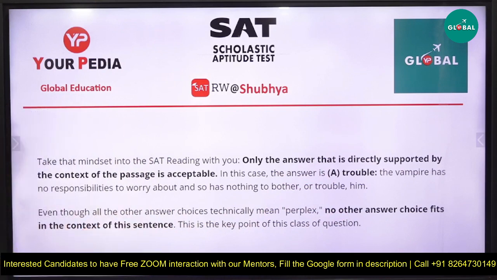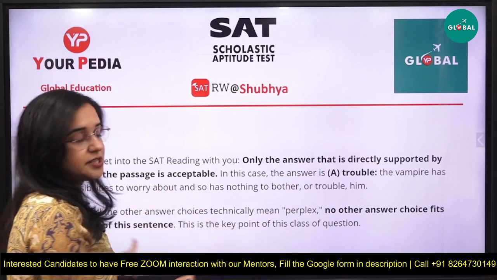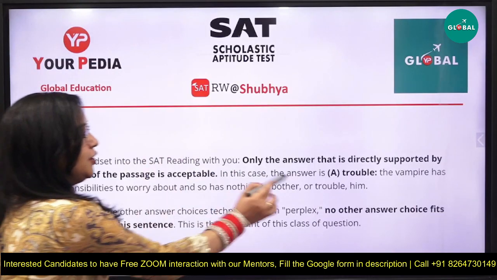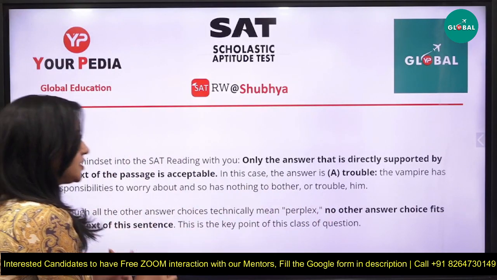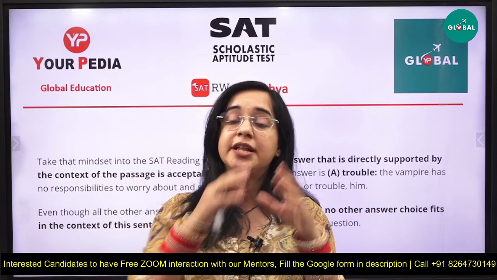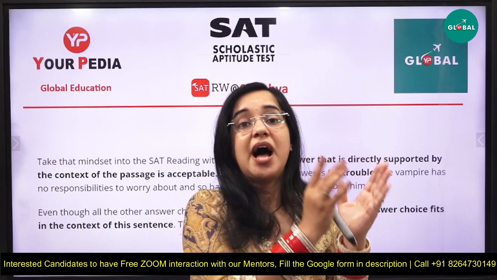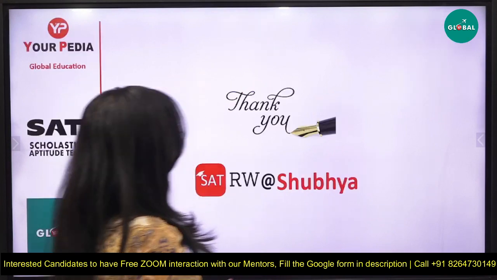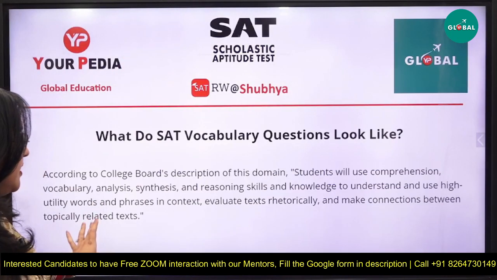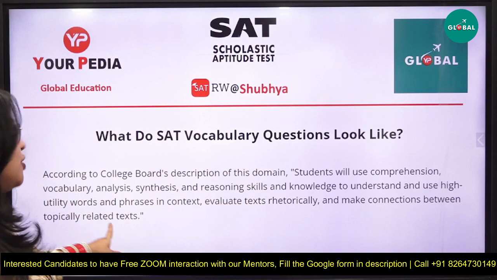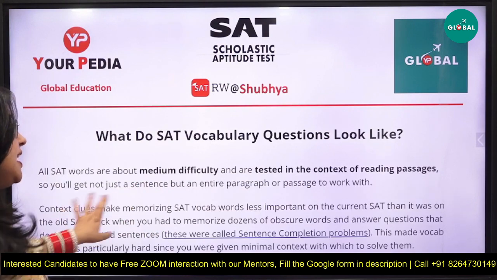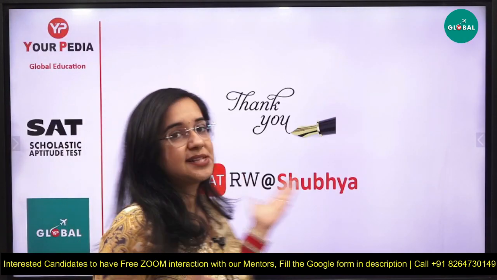Even though all the other answer choices technically mean perplex, being quite near to it, no other answer fits the context of the statement. This is something I wanted to explain to you: the questions in the old SAT were only sentence completion and quite isolated. But today in the new digital SAT, it is context based, making connections between topically related sentences and statements, and that's how the text gets proven.